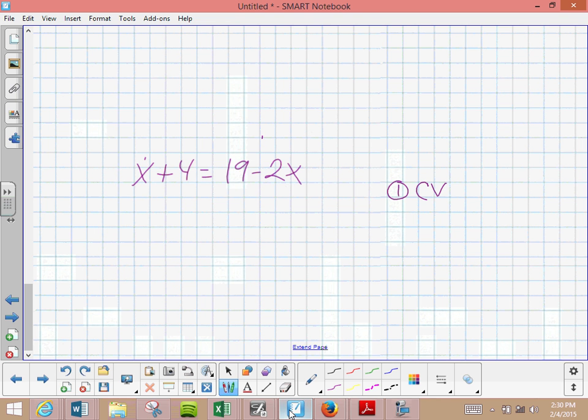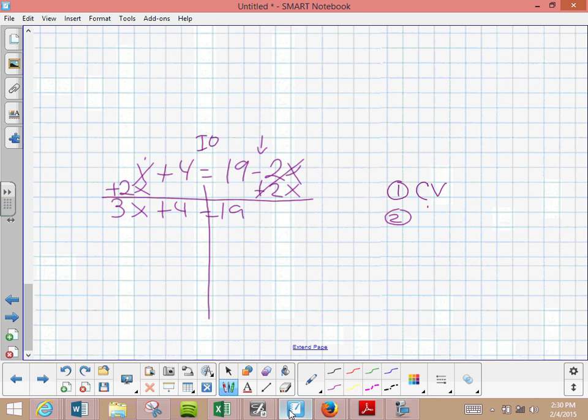This is negative, so what's the opposite? Positive. I add 2x, right, to both sides. Is anybody lost? Are we good? So we get 3x right here, right? 2x plus 1x is 3x plus 4 equals 19.